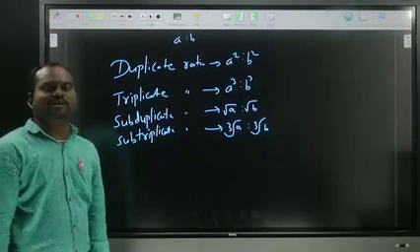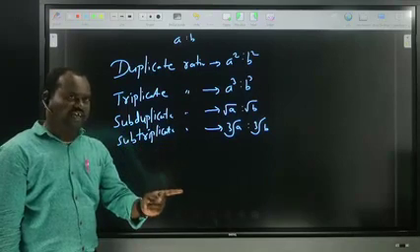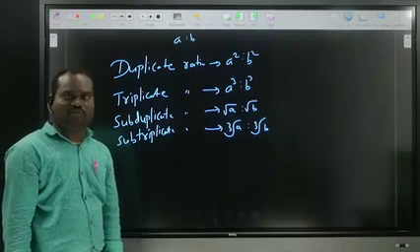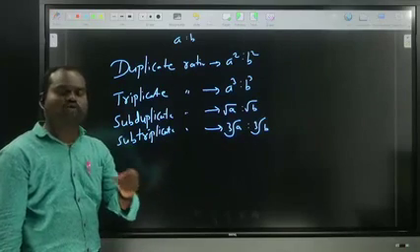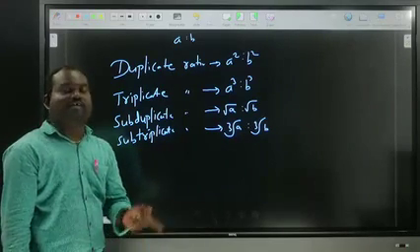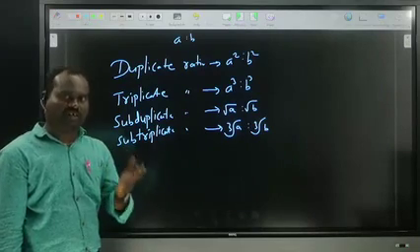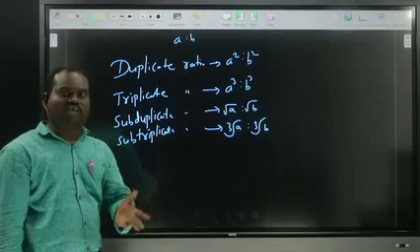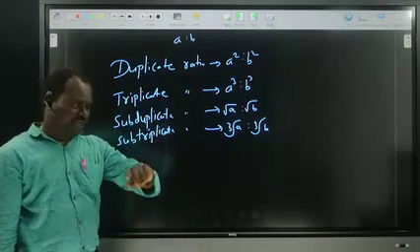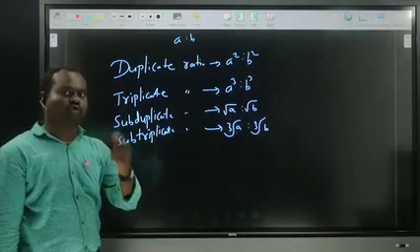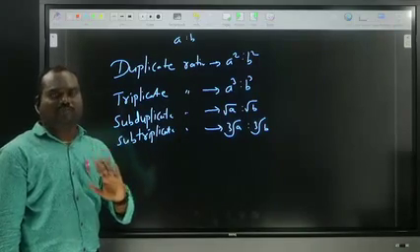Okay, now these are the types. First, I showed compound. Compound means product of antecedents is to product of consequence. Next, I showed inverse. Inverse ratio of A is to B is 1 by A is to 1 by B. Otherwise, B is to A. Inverse ratio of A is to B is to C is 1 by A is to 1 by B is to 1 by C. Otherwise, BC is to AC is to AB. Right, now I showed duplicate. Duplicate means squares. Triplicate means cubes. Subduplicate, square root. Subtriplicate, cube root. Right?